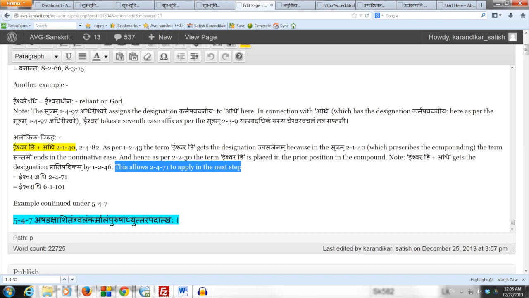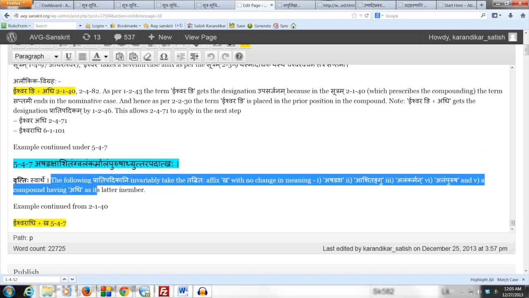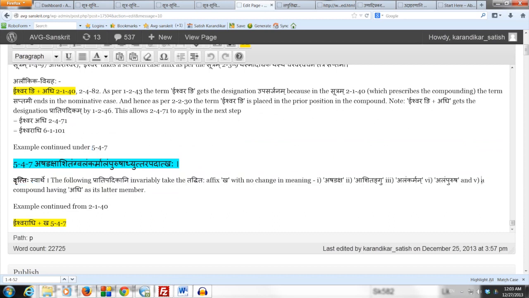And now we apply 2471 supo dhatu pratipadikayoho to perform the luk elision on the sup affix ni, which is inside the compound pratipadikam. And finally we apply akas savarne dirghaha to get Ishvaradhi as the compound pratipadikam. Now what happens is that the Sutram 547 comes into play. That Sutram says that a compound having Adhi as the Uttarapadam invariably takes the Taddhita Pratyaya Kha. So we'll be taking the Sutram 547 next. So we can bring in the affix Kha and then complete the derivation of this compound.